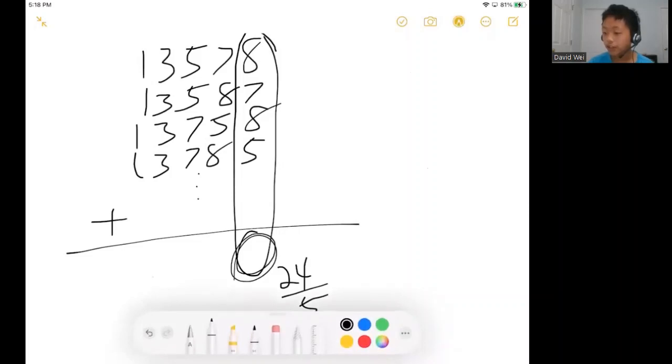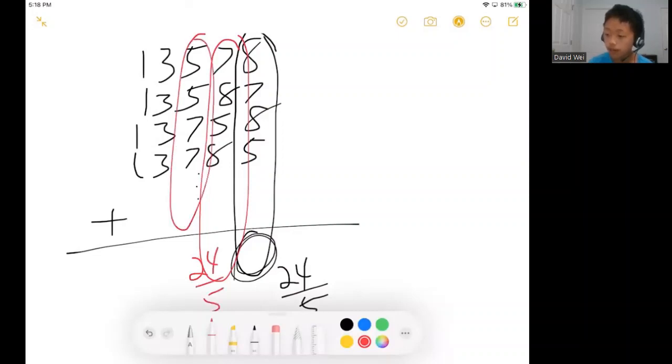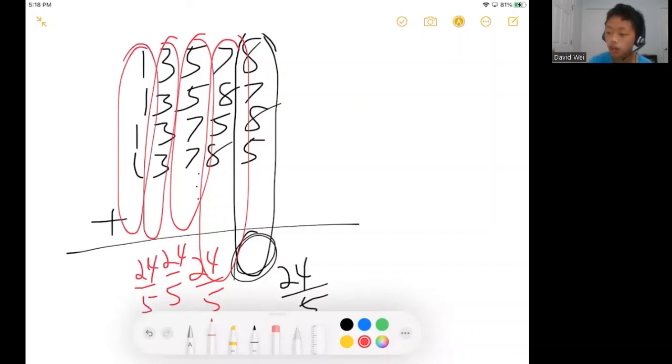Similarly, by symmetry, the numbers in each of the other columns are also going to have an average of 24 over 5. So essentially, for each of these columns, the units digit, the tens digit, the hundreds digit, the thousands digit, and the 10,000s digit, each digit on average is going to have a value of 24 over 5.